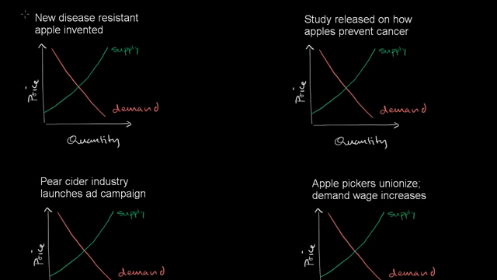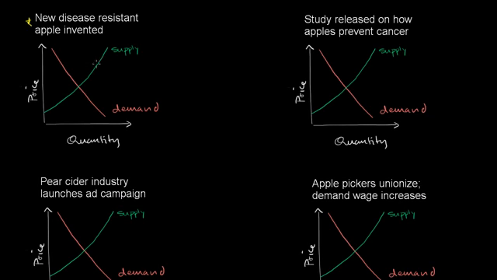And then all of a sudden, this thing happens. A new disease-resistant apple is invented. What's likely to happen for the next period? Well, a new disease-resistant apple being invented clearly impacts the growers, clearly impacts the suppliers. All of a sudden, they'll have fewer apples succumbing to disease, and so they will be able to produce more apples. So at any given price point, this will shift the quantity supplied up.